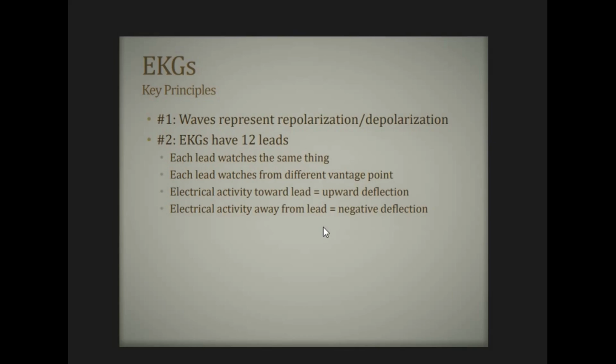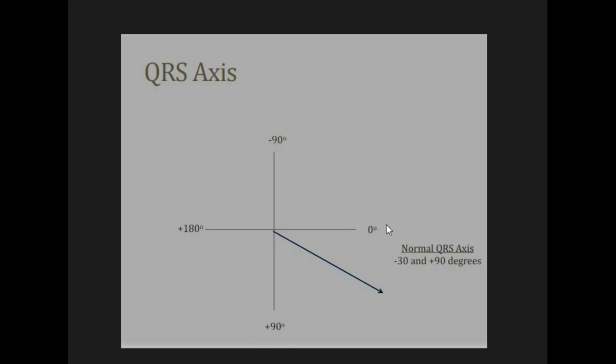A normal ECG has 12 leads. Each lead watches the same thing, but from a different vantage point. Electrical activity towards the lead is always given on the ECG strip as upward deflection, and electrical activity away from the lead is always given as negative deflection.